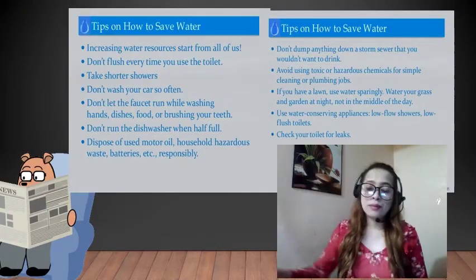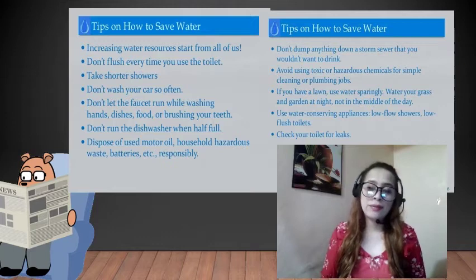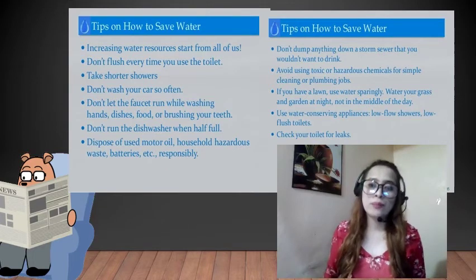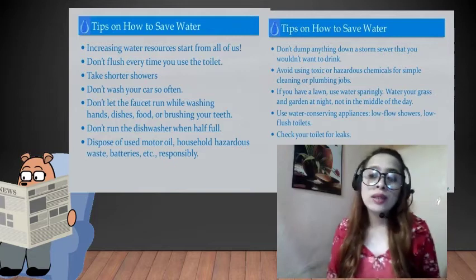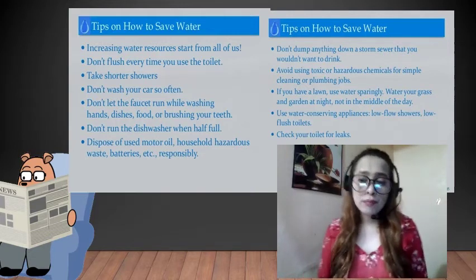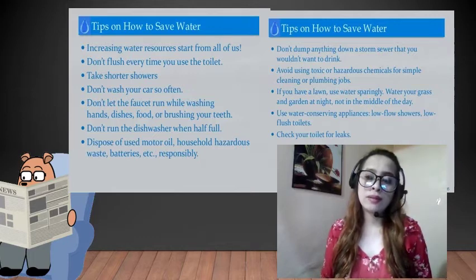infiltration. As we all know, water is very significant in our daily life, and if we don't conserve it today, then we might be facing a greater problem in the future. There are some tips in order for us to save water in simple ways. Increasing water resources starts from all of us. That's very true. Starting from our day-to-day use of water, when there is a waste of water, then we should stop doing it.